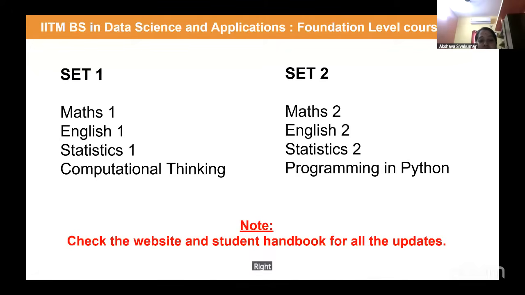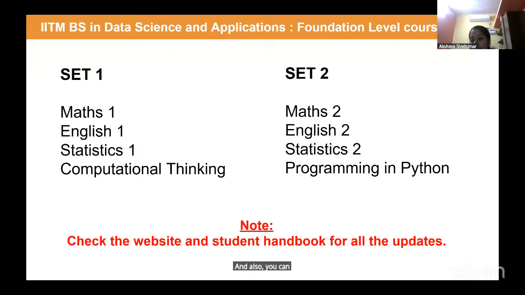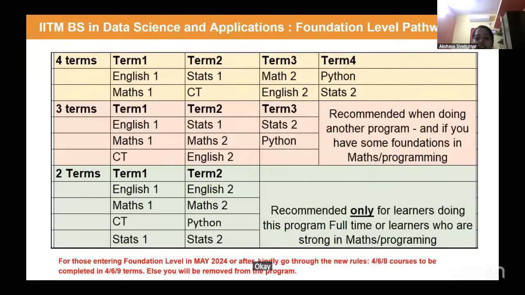Fine. And if you want any updates on the maths one or English one, you can check the grading document which we released during the course registration itself. And also you can refer to the website. Okay, so this is how it is.